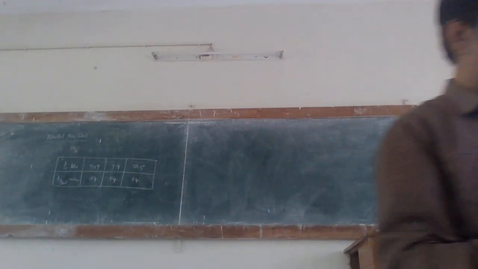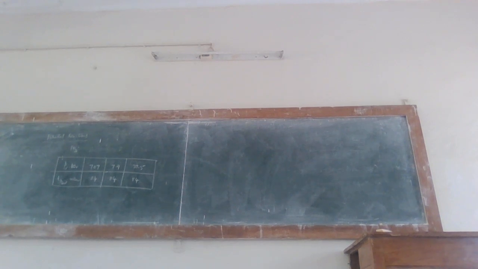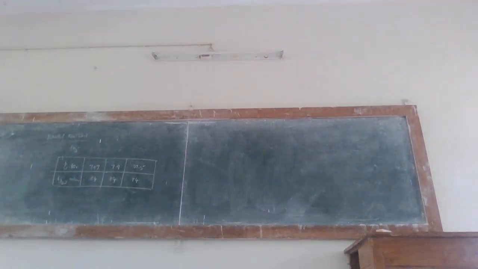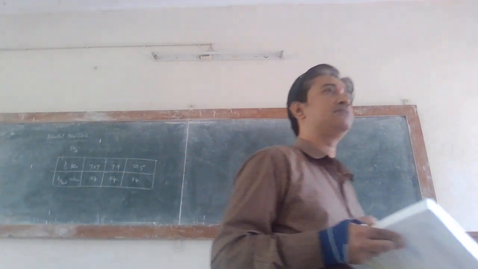In case of a first order reaction, show that the time required for 75% conversion is double the time required for 50% conversion.